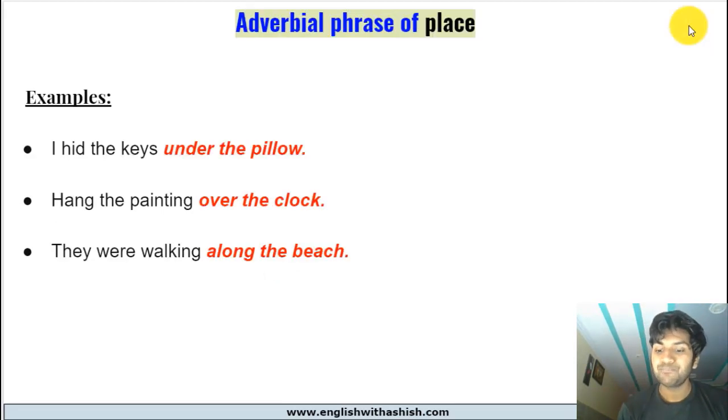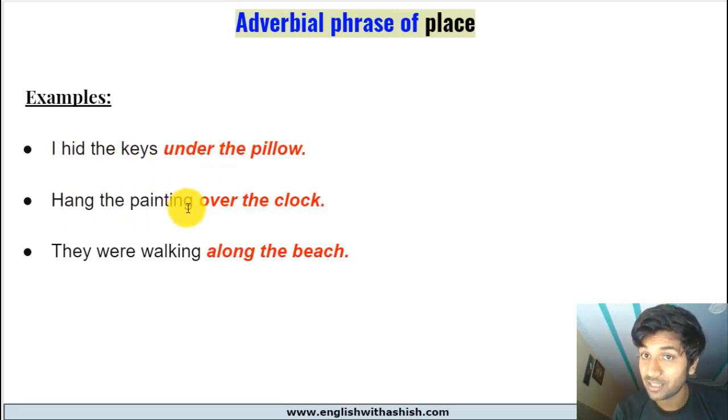Now, adverbial phrases of place. These are generally prepositional phrases that work as an adverb. Why? Because they talk about the place of an action. I hid the keys under the pillow. I hid the keys where? Under the pillow. Under the pillow is a prepositional phrase starting with the preposition under, but this entire phrase is talking about the place of the action hid. Where did I hide the keys? Under the pillow.